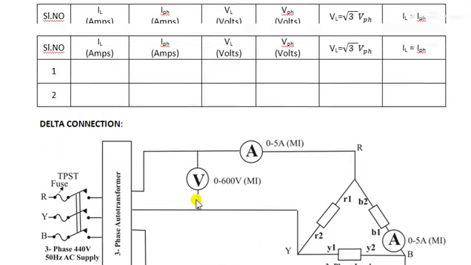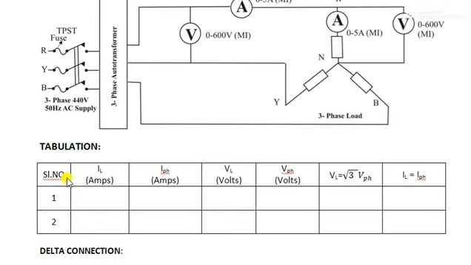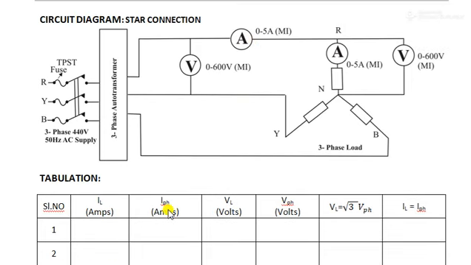Now the tabulation for the star connection: IL is the line current, as you can observe in the figure, and this is I phase; VL you can measure here, and this is V phase. Finally you have to evaluate: VL is equal to root 3 V phase, and IL is equal to I phase. You have to cross verify whether the line quantities match the phase quantities as per these relations.